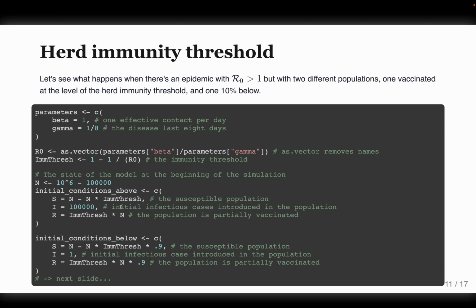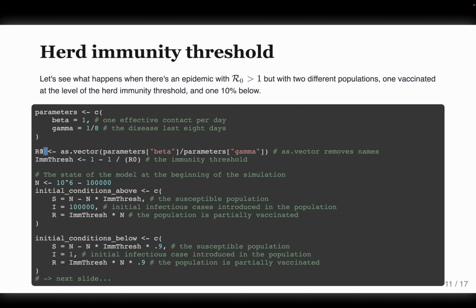Let's make another example. This time we will investigate the herd immunity threshold. As we said before, if we have an epidemic with R0 above 1, we should see an outbreak. But if there is already some immunity in the population and this level of immunity is above the herd immunity threshold, we should expect not to have the outbreak, even if the R0 is above 1. Let's see how we can simulate this situation. So let's choose a set of parameters in order to have R0 equal to 8, which is fairly high.